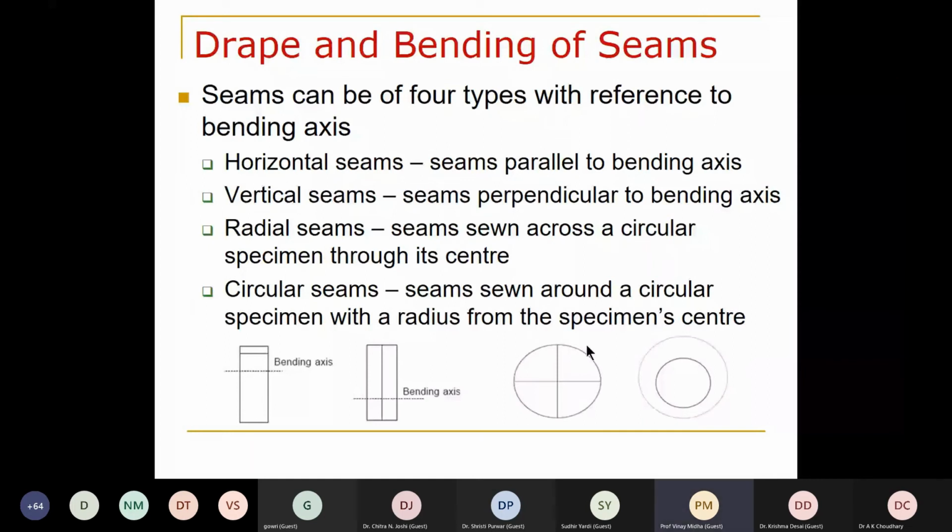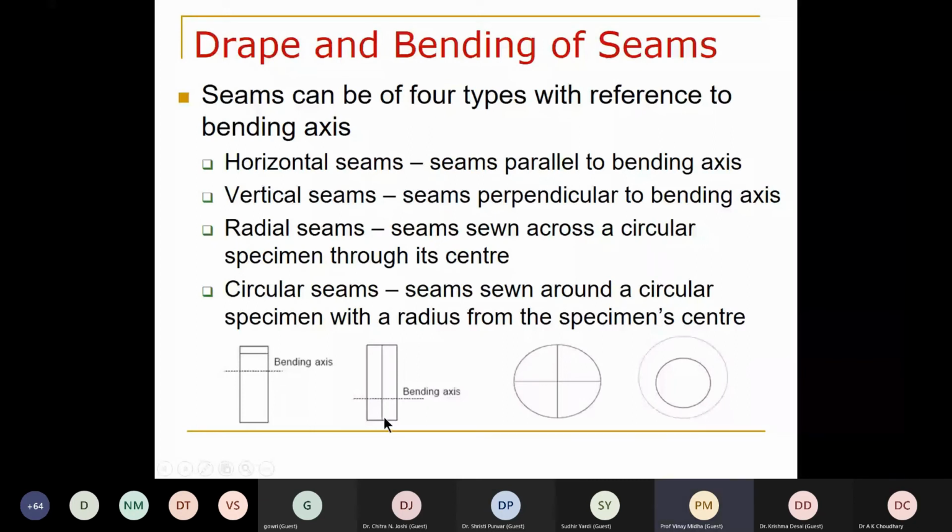Now, when talking about the bending axis for the seams, they can be of 4 different types with reference to the bending axis. We can have the horizontal seams when the seams are parallel to the bending axis. Now, in these cases, the bending axis is this and the seam has been applied here in this case. Then vertical seams can also be there. The bending axis is horizontal, whereas the seam is vertical.